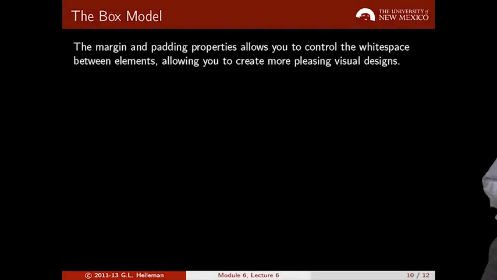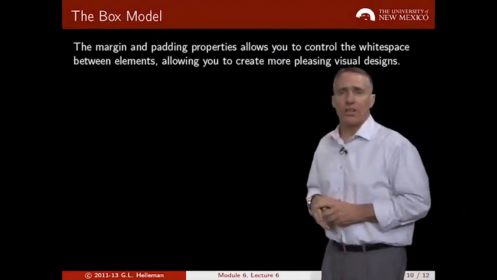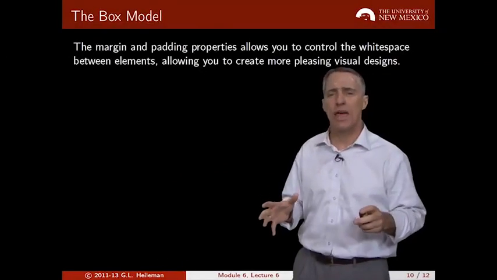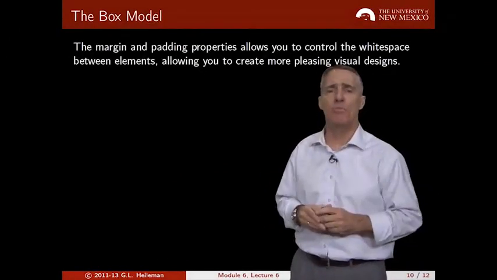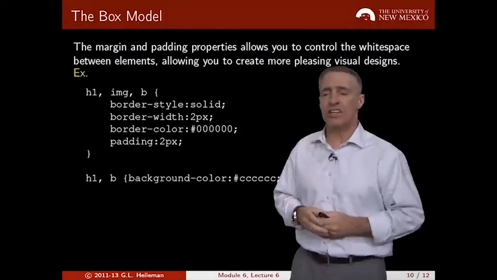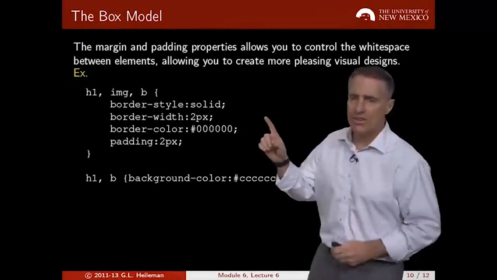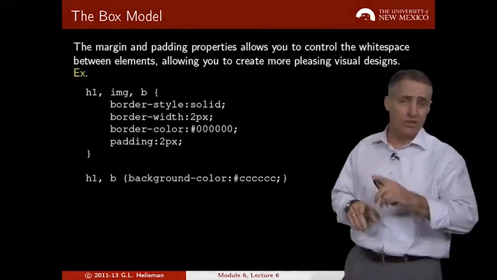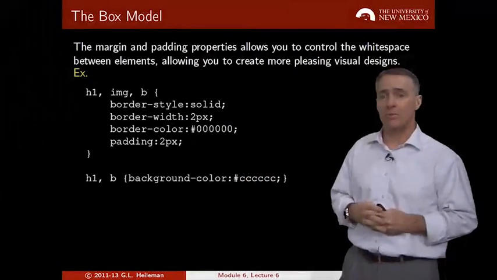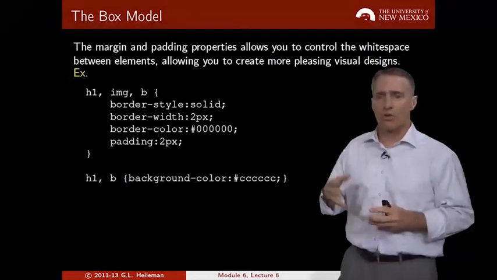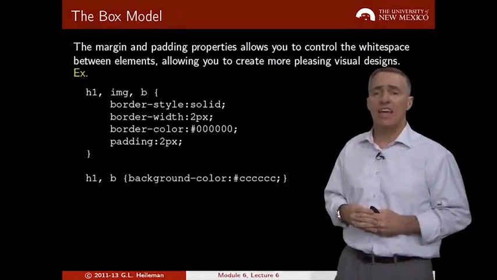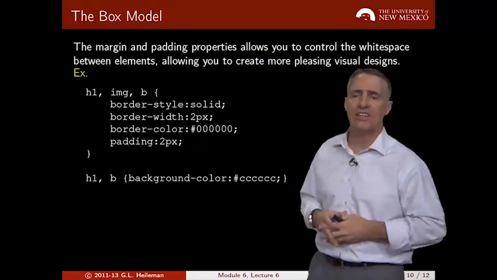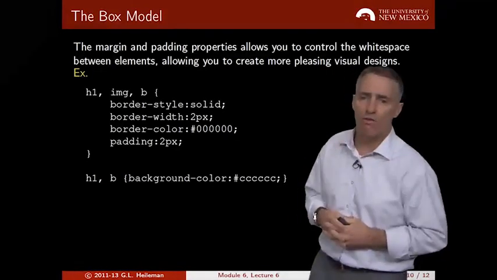Here's an example of how you can set these properties and space the various HTML elements on your page out using the padding and the margin elements. So here's an example. I specified that an H1 element, an image, and the bold element will have border style solid, so there'll be a solid border around these elements that's 2 pixels wide. The third rule says that the color is going to be white, and finally there's going to be a padding of 2 pixels on all 4 sides. If you just use padding as I show you here, it assumes it's applied to all 4 sides.